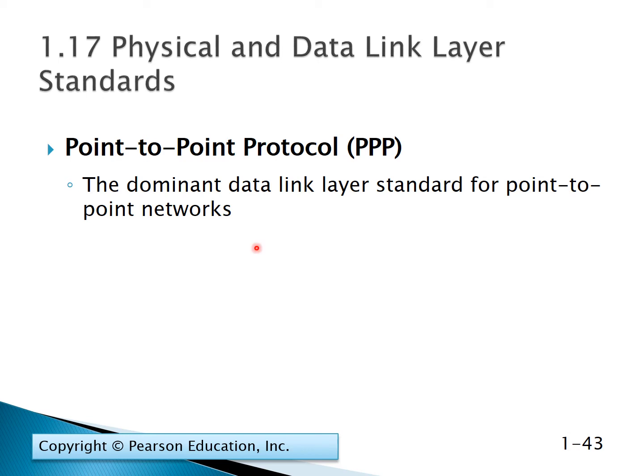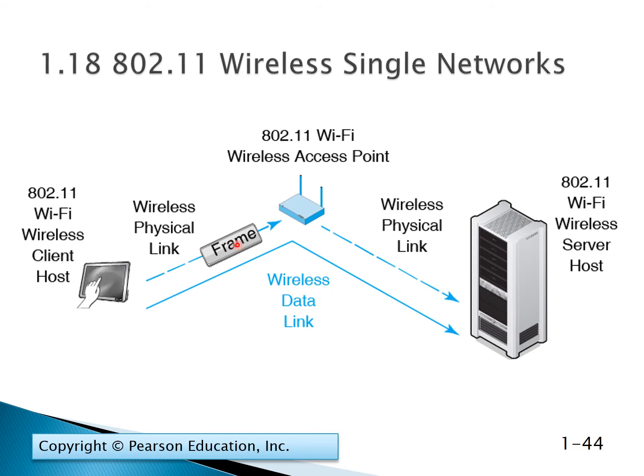As we said, point-to-point protocol is the dominant data link layer standard for point-to-point networks. And then this one is an example of an 802.11 wireless single network. 802.11 basically is Wi-Fi, right? So we have been using it every day. You have your Wi-Fi client, which can be a tablet computer, and it's sending messages to the wireless access point, right?